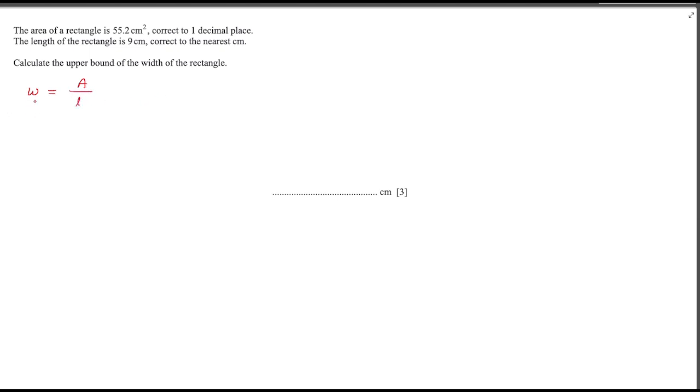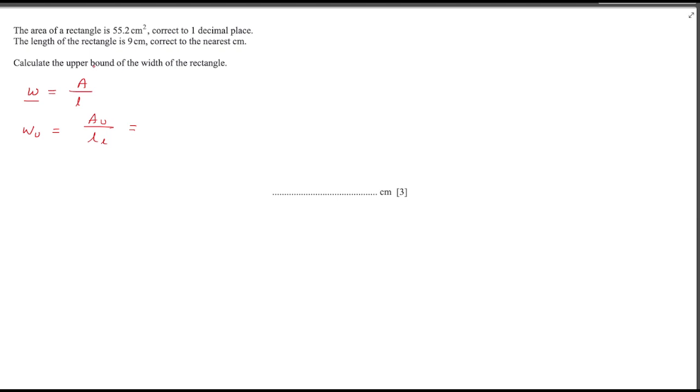Now the width of the rectangle is your area divided by length. Now if I want to find the upper bound for width, I should use the upper bound for area and the lower bound for length, so that my division will give me the greatest number. So here the upper bound for W will be the upper bound for area divided by the lower bound for length.